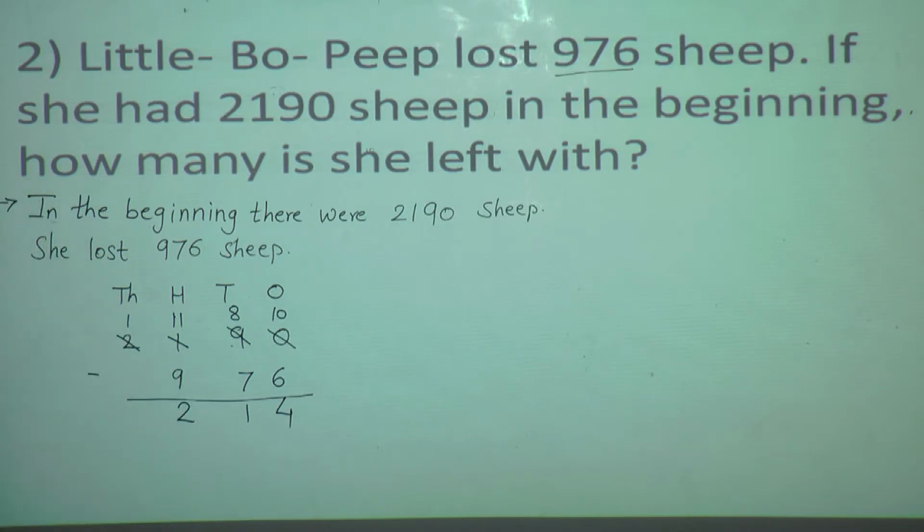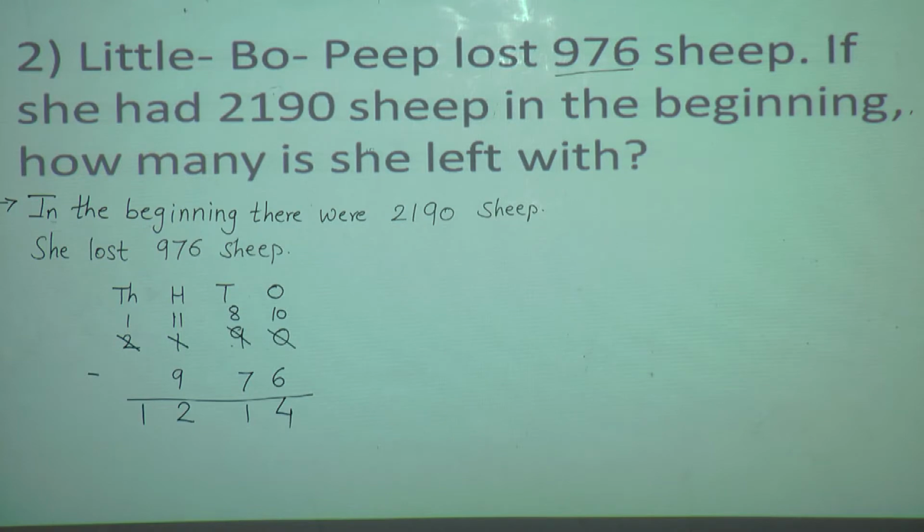Now see the thousands place column. Here only 1 is there and here nothing is there. 1 minus 0 is equal to 1. 1. So what will be the answer? The answer is 1214.